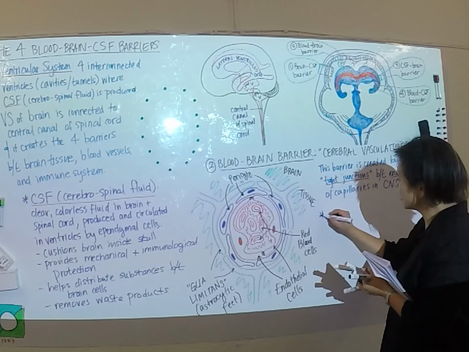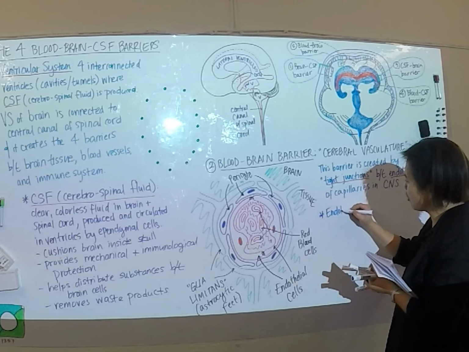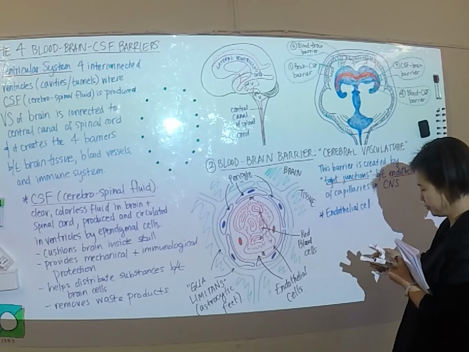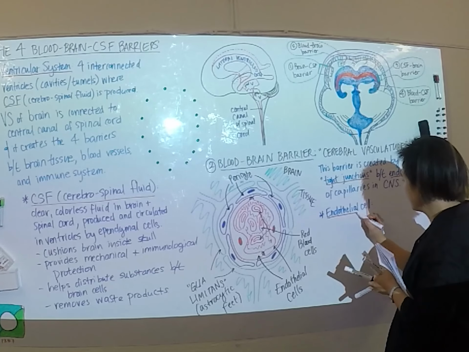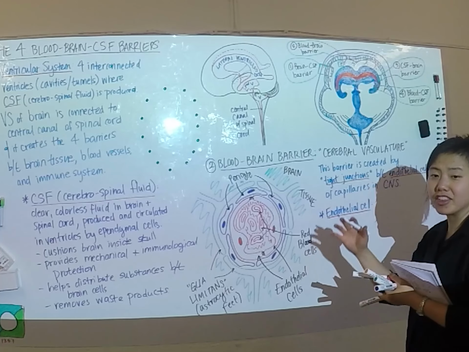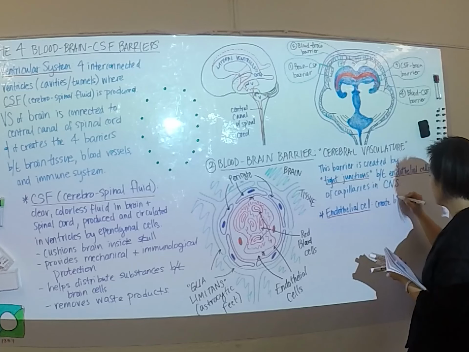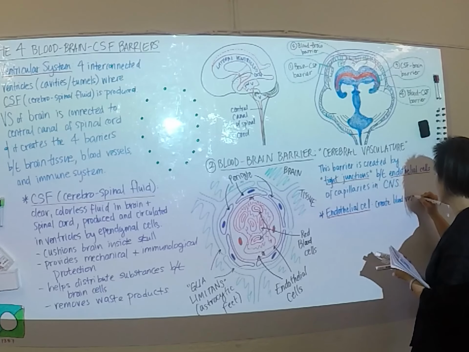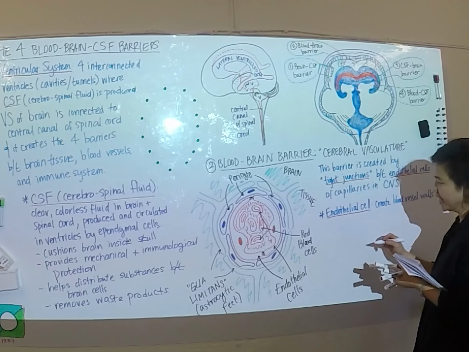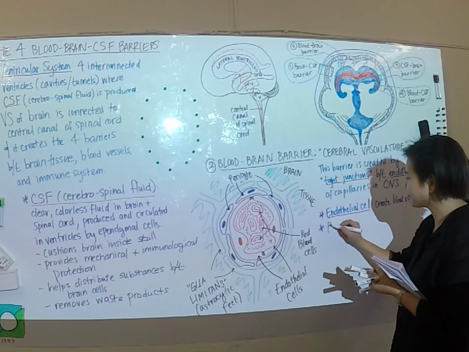So let's define some words. Let's start with endothelial cell. Okay. And these are just the cells that make up the blood vessel walls. So, create blood vessel walls. Okay. Then the next new word that we have here was pericyte.